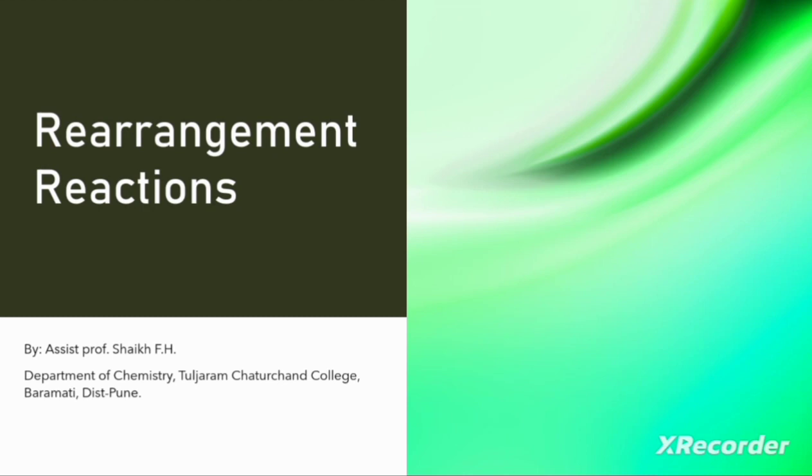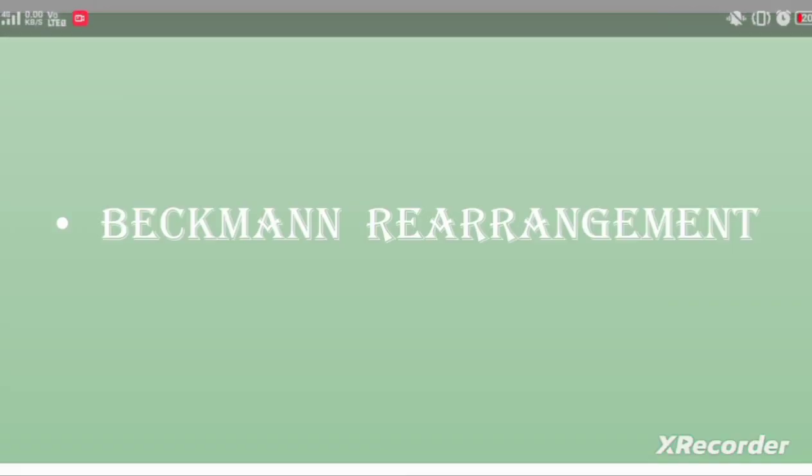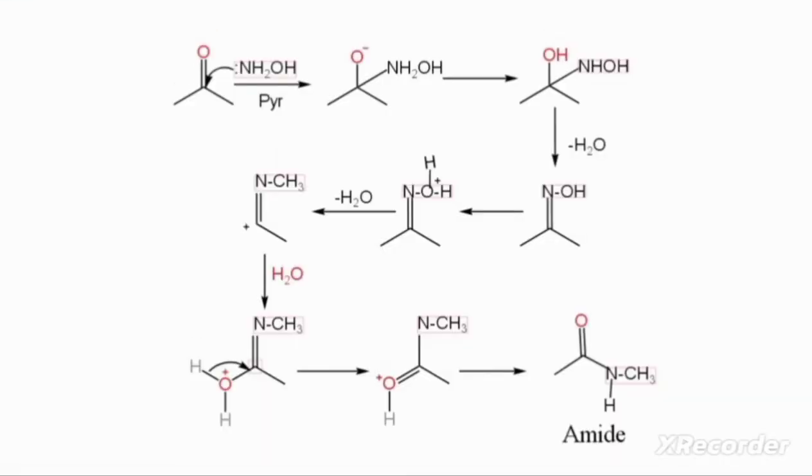Hello dear students, we are going to start rearrangement reactions. So our first rearrangement is Beckmann rearrangement. In Beckmann rearrangement, first of all, what is Beckmann rearrangement? So Beckmann rearrangement is conversion of aldehyde or ketone into amide. Okay, how does this take place?